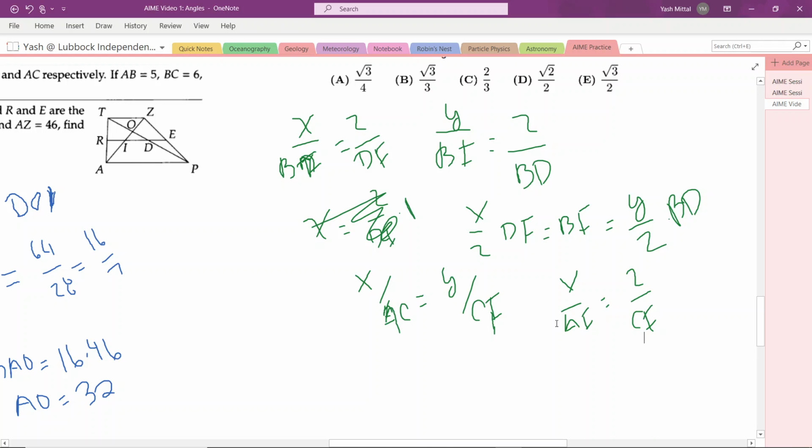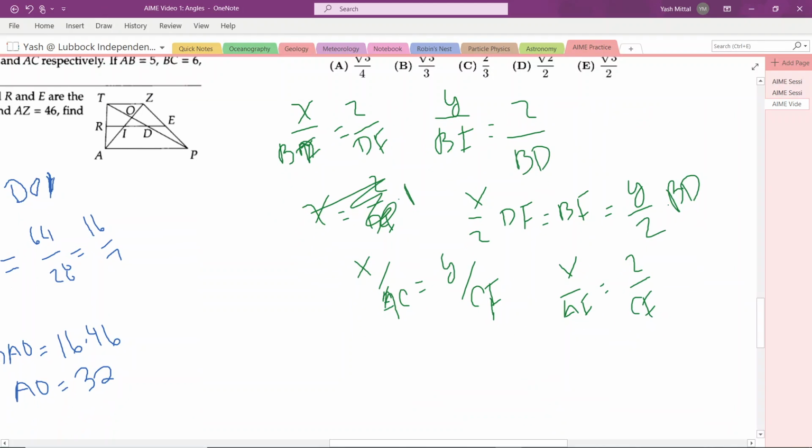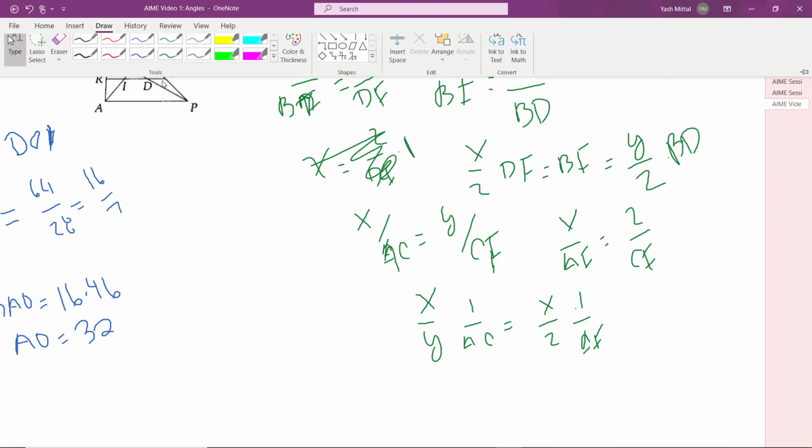X equals C, and so we have Y equals over CS, so we can do that. If we do X over Y, this is just going to be some quick algebra. I can compare these to 1 over CS, so I can do X over Y times 1 over AC is equal to X over Z times 1 over AF. All right, okay, this has the same problem as before.